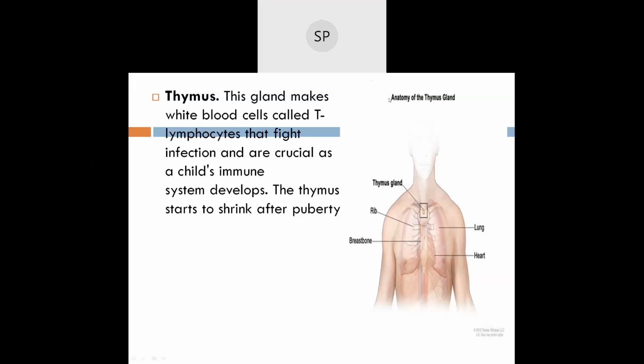Okay, what did you understand? The thymus gland makes white blood cells that are known as T lymphocytes, and they fight infection and are crucial as a child's immune system develops.